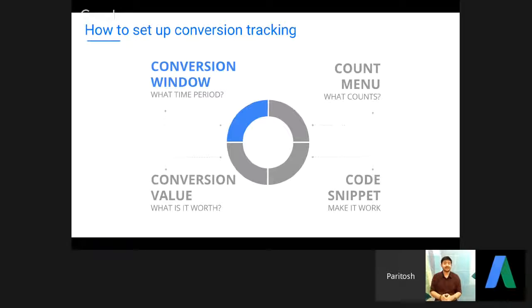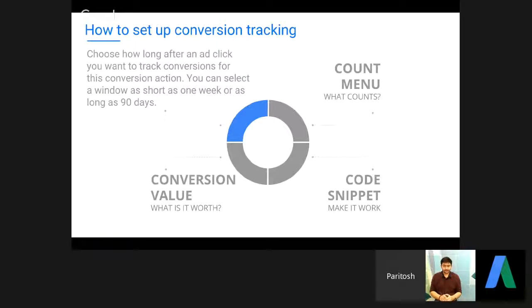Now, first let's look at the conversion window. The conversion window basically is the amount of time that you are willing to give to a consumer to make a desirable action, which could be a purchase or a sale, etc. So if you set a conversion window of 30 days, it basically means that from the time a user clicked on a Google AdWords ad, he has 30 days to either buy a product or fill out a contact us form for that to be regarded as a conversion by you.